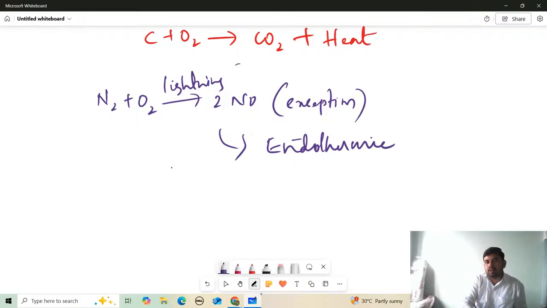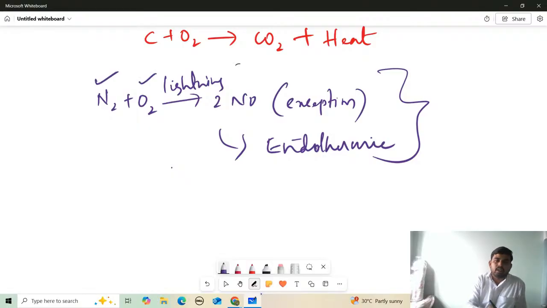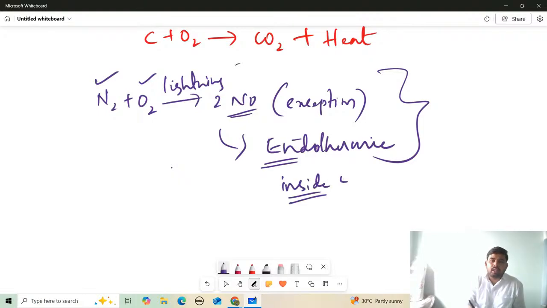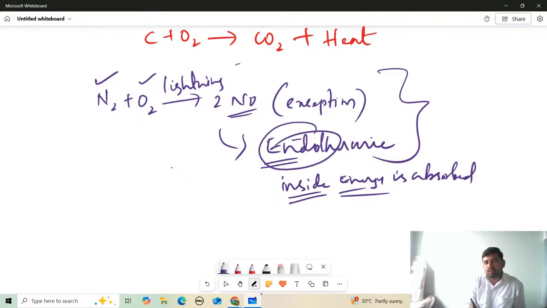Generally in the atmosphere during thundering, nitrogen gas combines with oxygen gas to form nitrogen monoxide by absorption of energy. That's why we call it endothermic. Endo means inside, remember. This is the only exception. Inside, energy is absorbed. This kind of reaction is called endothermic. Now some more examples we can discuss about combination reactions.